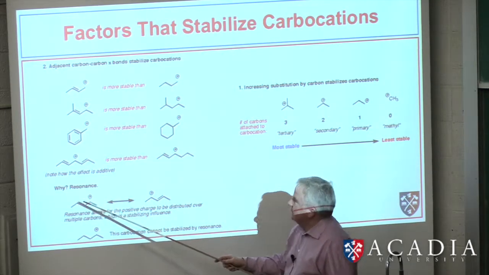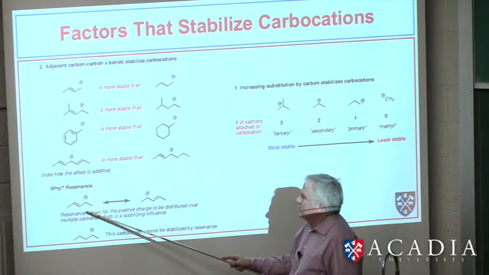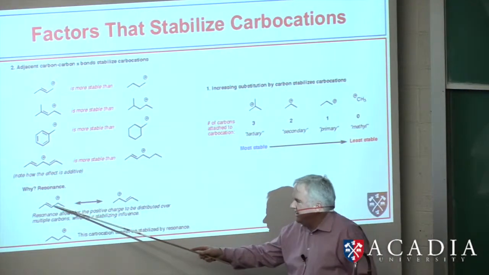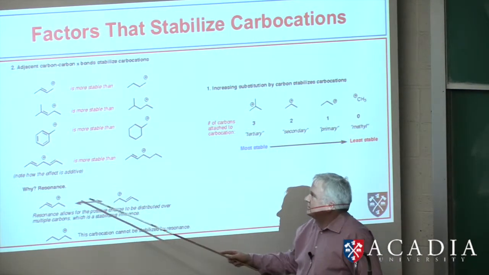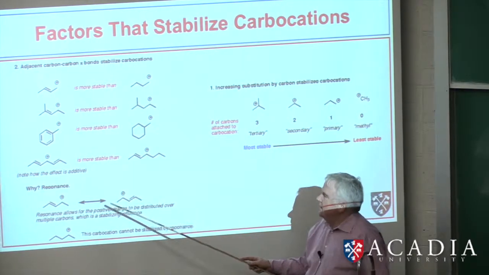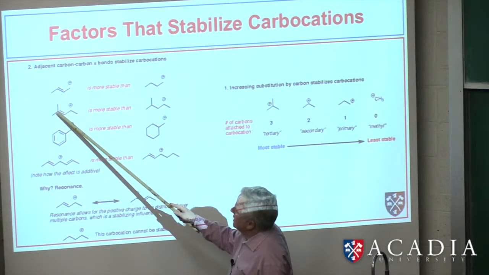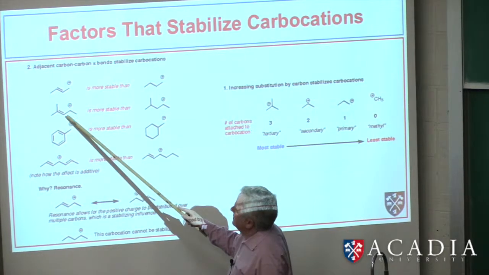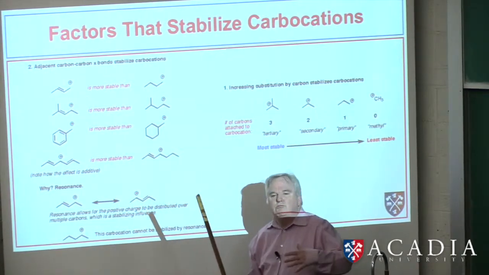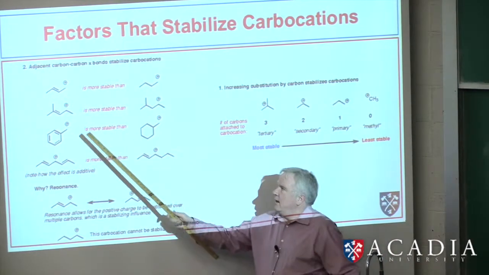So here we see this system. We can draw a resonance structure. These two compounds are more or less the same, both secondary in nature. This one, the resonance structure where we have the positive charge over here and a carbon-carbon double bond there, would contribute more than this one.